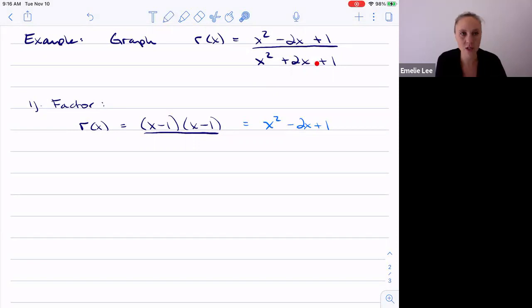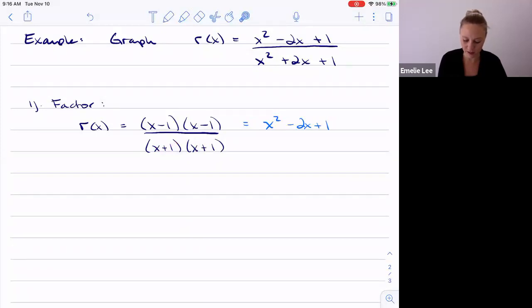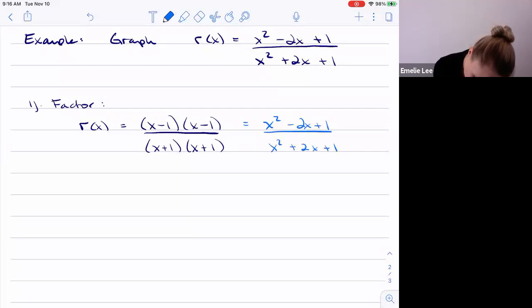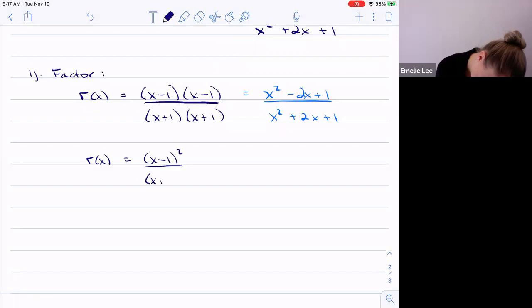And then x squared plus 2x plus 1. So it has to add to 2 and multiply to 1. Sounds like x plus 1 times x plus 1 to me. Okay. If I expand this, I get x squared plus x, so that's 2x plus 1. Great. So we've factored this thing, but notice how there's x minus 1 squared over x plus 1 squared. So r of x is x minus 1 squared over x plus 1 squared.